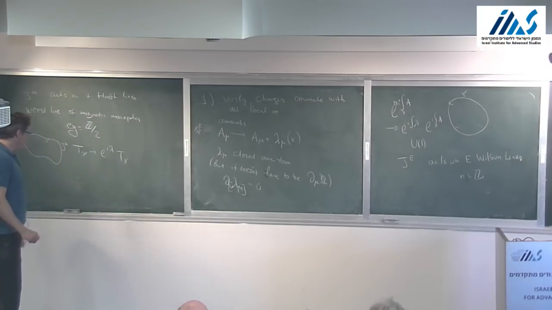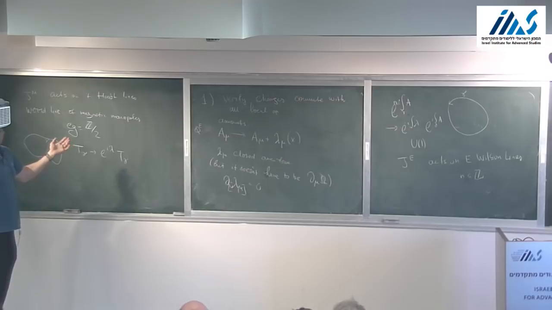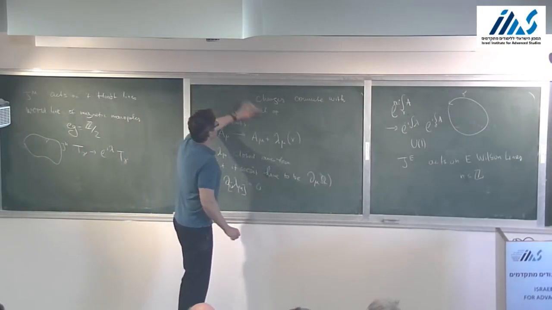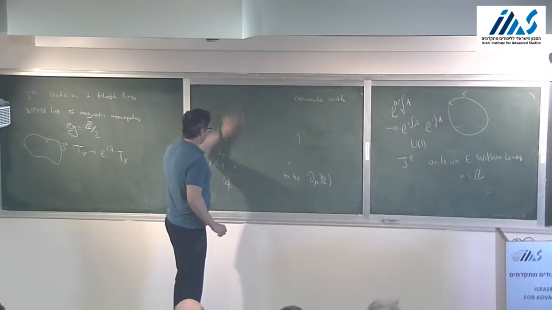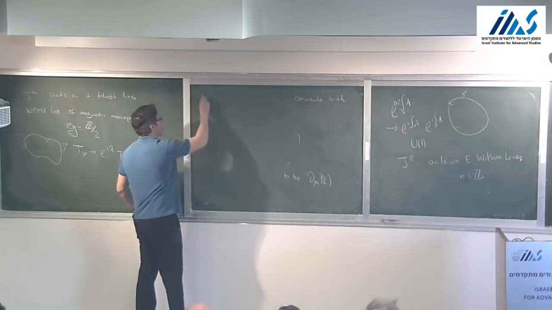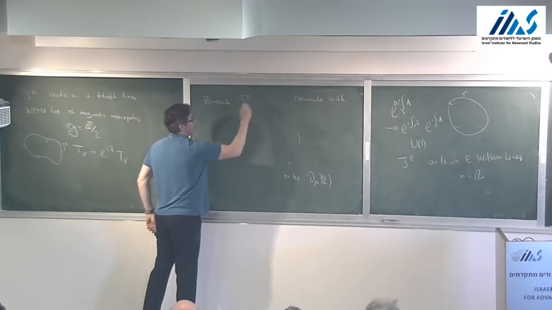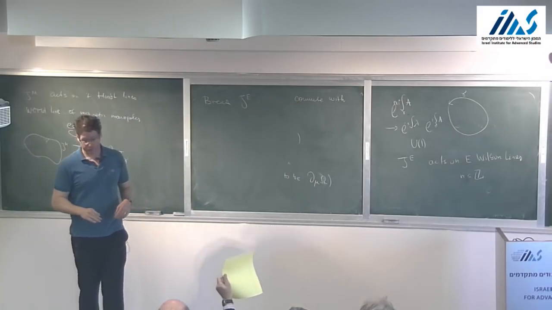Okay, now I want to discuss a little bit how to break those symmetries. Those are symmetries of just the free photon, okay? So how do we break those symmetries? Let's do a little bit of audience participation. How to break J electric? Does anybody have an idea? How do we modify Maxwell to break J electric?